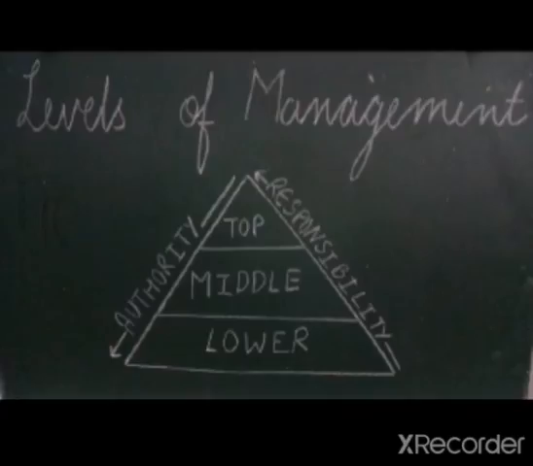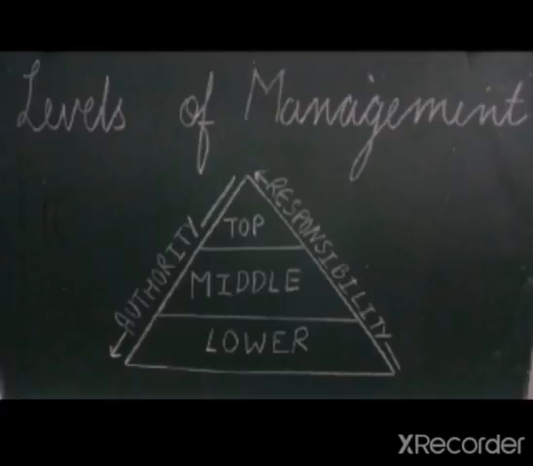All the activities which are responsible for the welfare and survival of the organization are also taken care of by the top management. Third one, formulating overall organizational goals, objectives and strategies for the organization. Whatever goals, whatever objectives are there for the organization, these all are set by the top level.